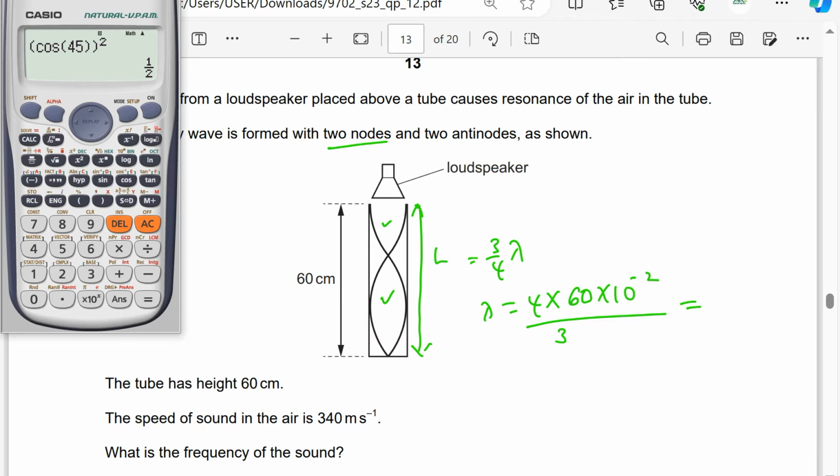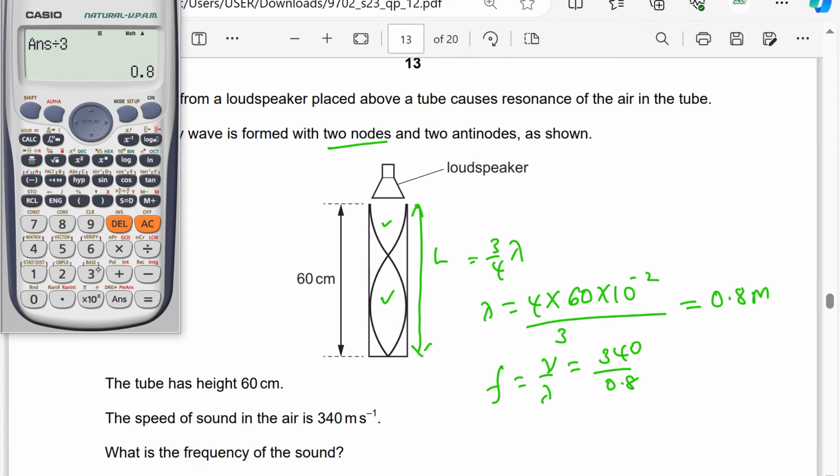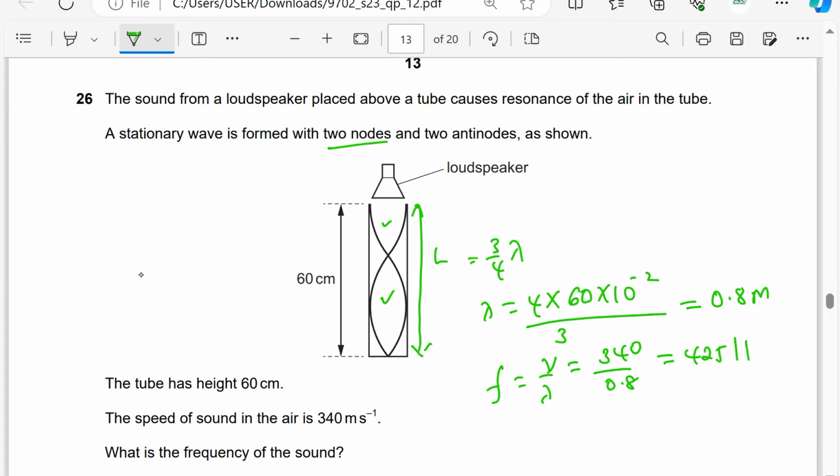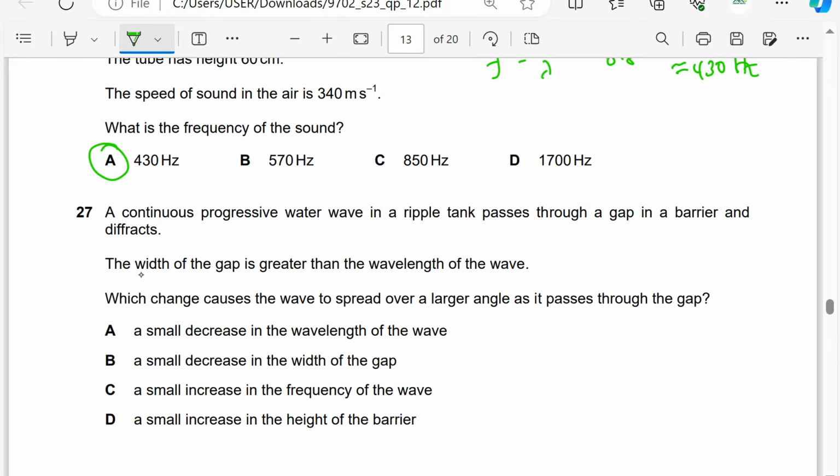What is this wavelength? So 4 times 60 times 10 to the power of minus 2, divided by 3. So this is 0.8 meters. So frequency is equal to V divided by wavelength, which is 340 divided by 0.8. So 340 divided by the answer, that is 425 hertz. So the frequency is 425 hertz, which rounds off to 430 hertz.